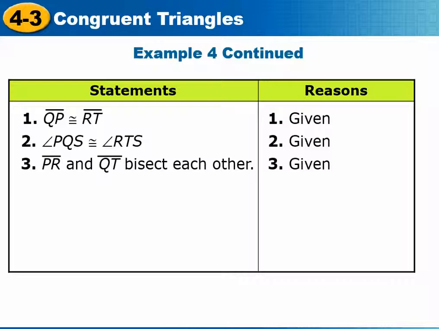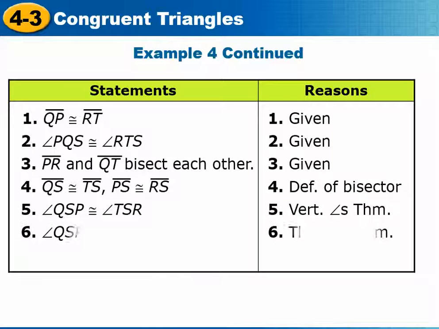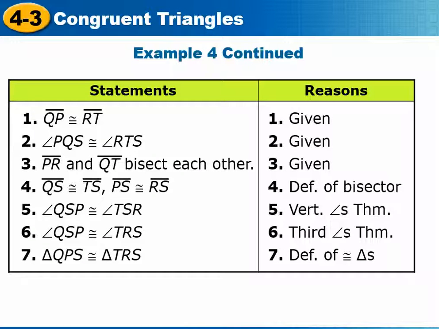So they wrote down all the givens. The definition of bisector, remember, resulted in 2 pairs of segments that were congruent. Vertical angles theorem, they used that just like we said they would, and then the third angles theorem. So we've got side, side, side, angle, angle, angle, which means that the 2 triangles are congruent by the definition of congruent triangles.